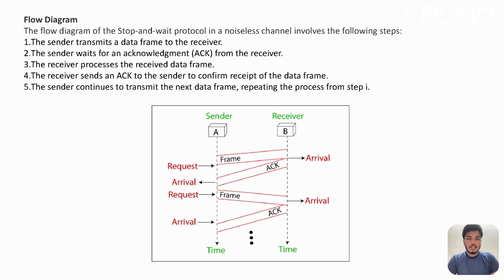As you can see, one is the sender A, receiver B. Request is sent to the receiver. It is frame one, and it has arrived. The receiver has sent an acknowledgement.